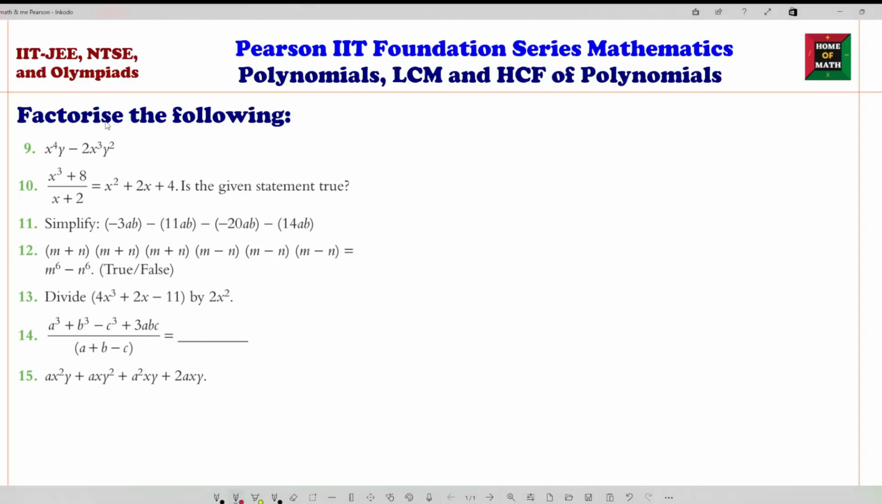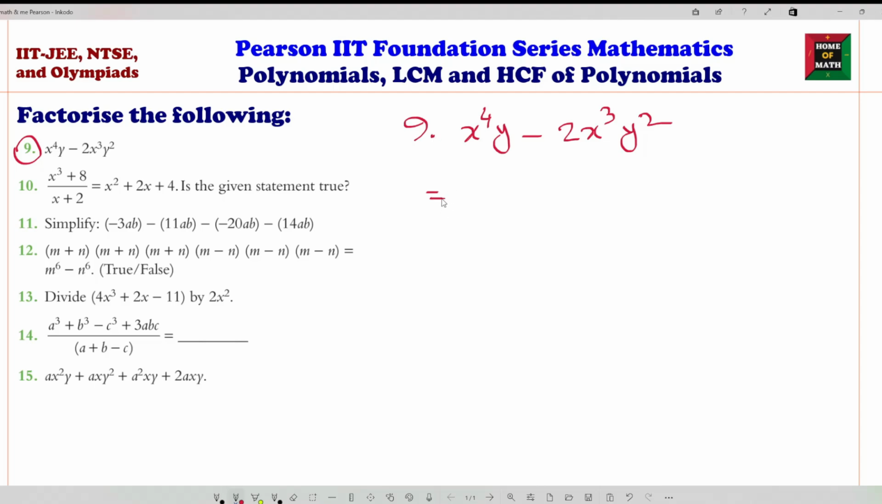Today we will factorize the following questions. We will start from number 9. Here is x to the power 4 y minus 2x cube y square.